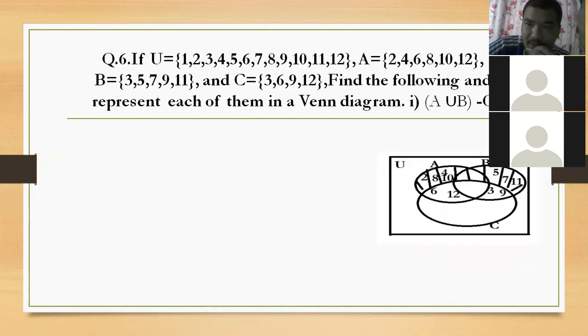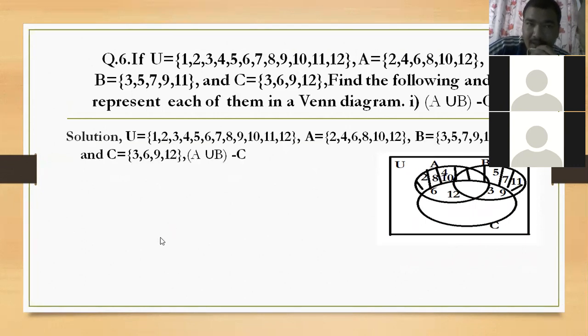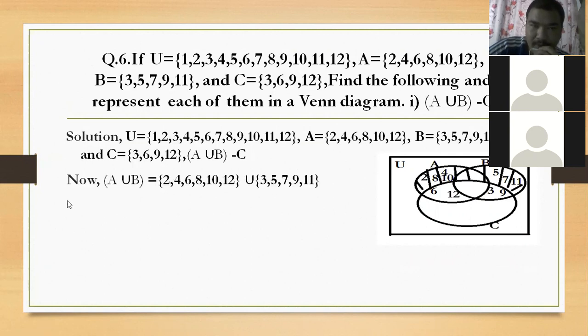This is question number 6. Look here. In this question, we have all the sets. Here we have to find out first A union B, which is given in brackets. Do that first. Union you know how to do. You have to combine them, but while combining, don't repeat the same elements. This is the A union B.